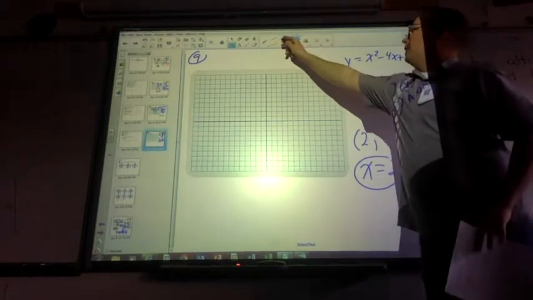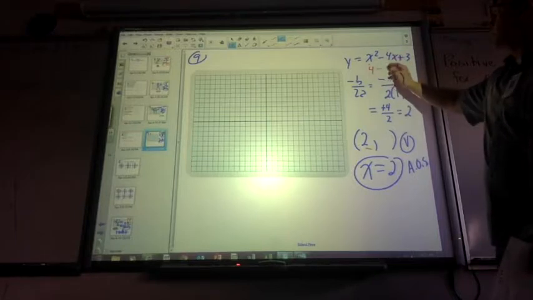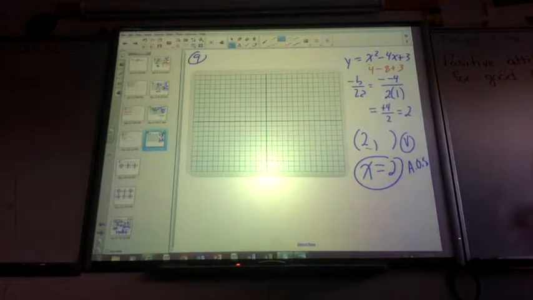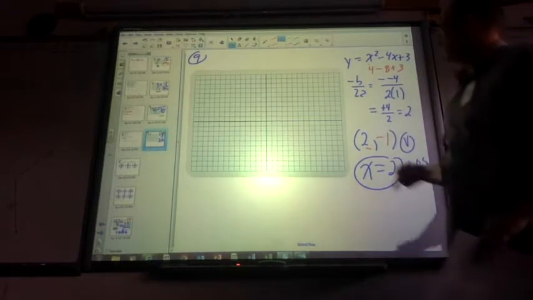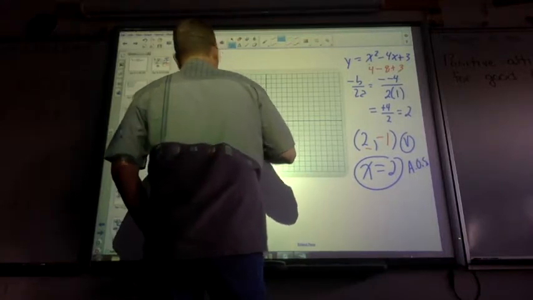We are plugging in that 2 right there. So 2 squared, I get 4. Plugging it in there, I get negative 8 plus 3. 4 added to 3 is 7. 7 minus 8 is negative 1. So I get 2, negative 1 right there.